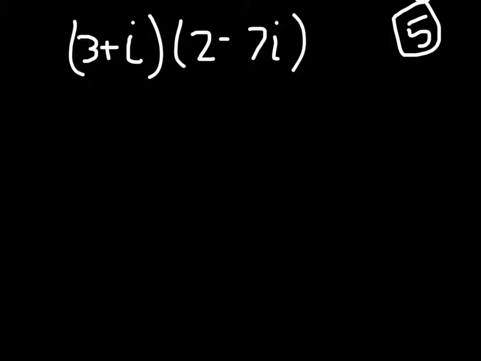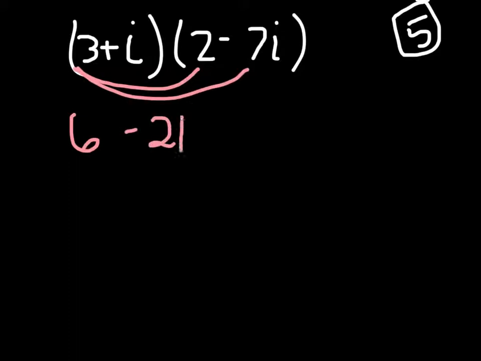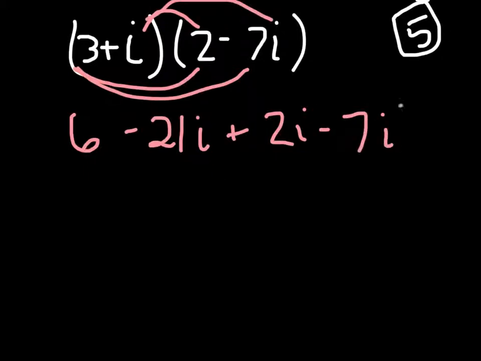Moving on, you got a multiplication problem. You can kind of see that these problems go fast. This is just your good old FOIL problem. So I'm going to do my first, 6. My outers, 3 times negative 7 is negative 21. Your inners, 2 times i is 2i. And your last, 7 times 1, I guess, is negative 7, and then i squared.